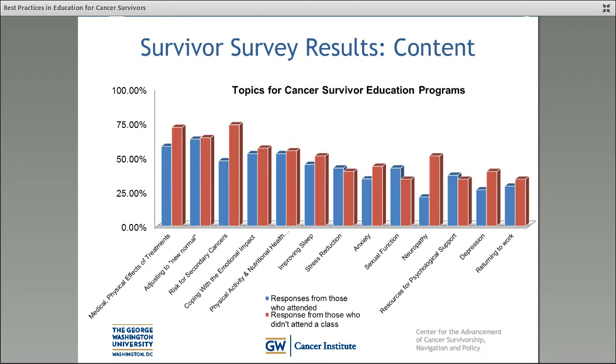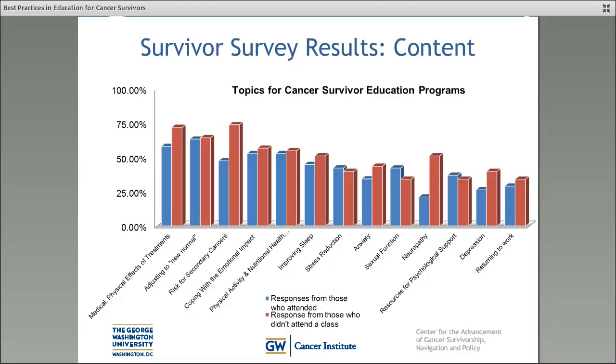So for content, what are survivors looking to learn about and discuss in these post-treatment education programs? We've separated the responses of those who attended a class in blue to those who did not in red, but the graph in general is organized by greatest preference overall to least. And again, respondents could pick as many topics as they wanted to.